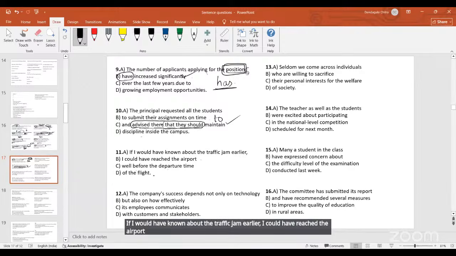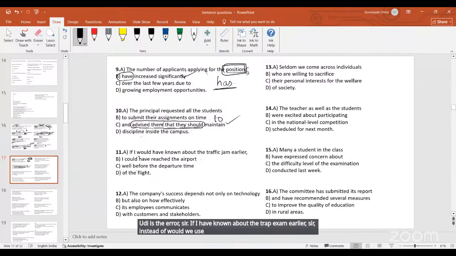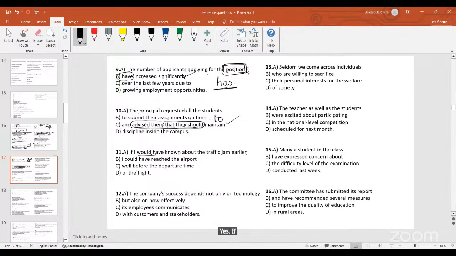If I would have known about the traffic jam earlier, I could have reached the airport well before the departure time of the flight. The error is in option A, sir. Would is the error, sir. If I had known about the traffic jam earlier, sir. Instead of would, we use had, sir. Yes. If I had known.